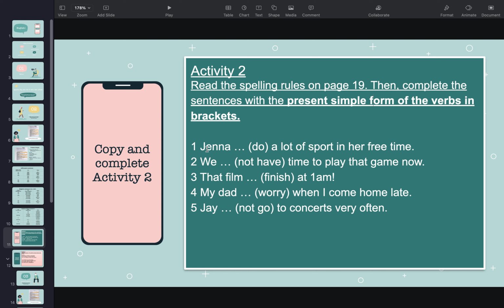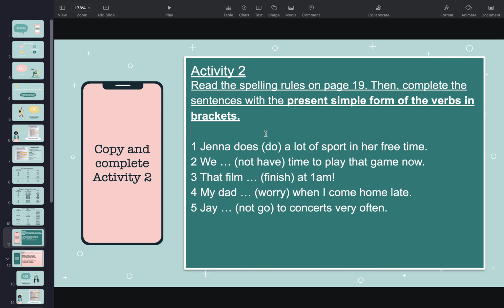Okay, so for example, number 1. Jenna, a lot of sport in her free time. So, Jenna, is it singular or plural? Singular. So, do. For plural ke untuk singular ni do? Kalau do tu untuk plural, untuk singular, so jawapan you mestilah berdasarkan dia juga. Does. Okay, so pakai tak? Pakai. Tapi dia dalam bentuk singular.